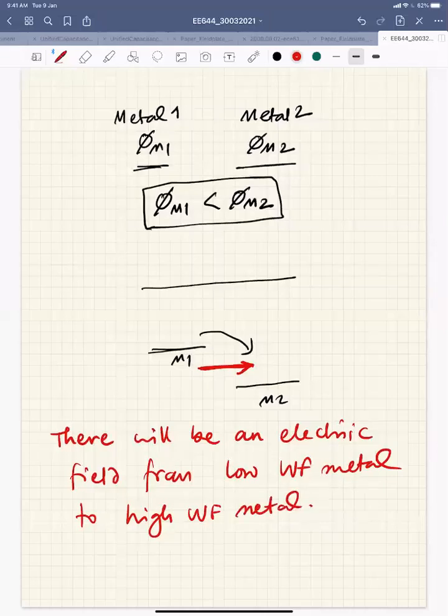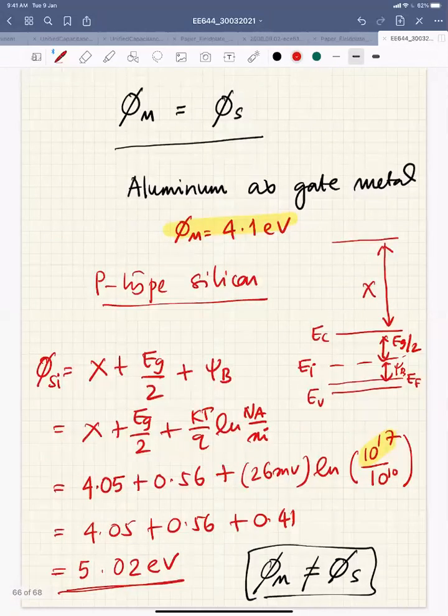So this electric field is internally developed. This is like a built-in electric field, like we have discussed in the PN junction, right? This built-in electric field will prevent the flow of electrons from M1 to M2, right? Okay. So similarly, if I come back, let's say I have a metal with 4.1 electron volt and a semiconductor with 5.02 electron volt, and I am bringing them together, right? If I'm bringing them together, there will be an electric field from metal to the semiconductor here, right?